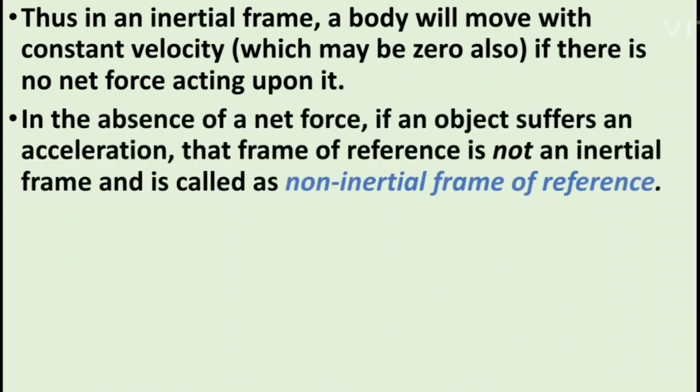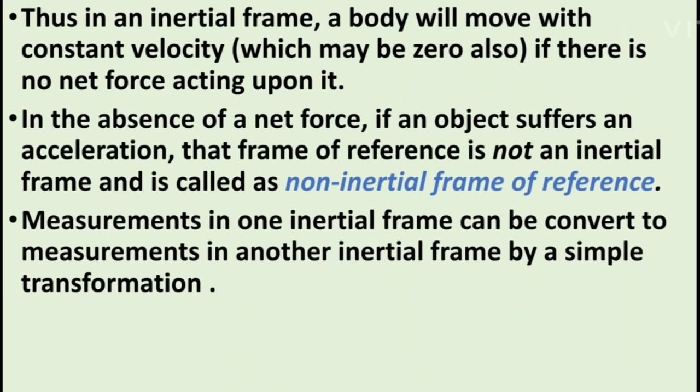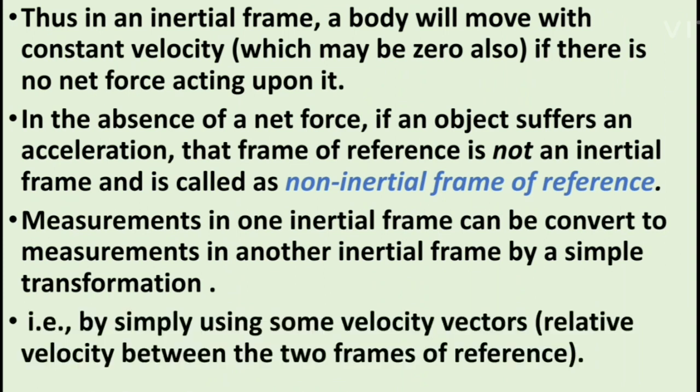In the absence of a net force, if an object suffers an acceleration, that frame of reference is not an inertial frame and is called a non-inertial frame of reference. Measurements in one inertial frame can be converted to measurements in another inertial frame by a simple transformation. That is, by simply using the relative velocity vector between the two frames of reference.